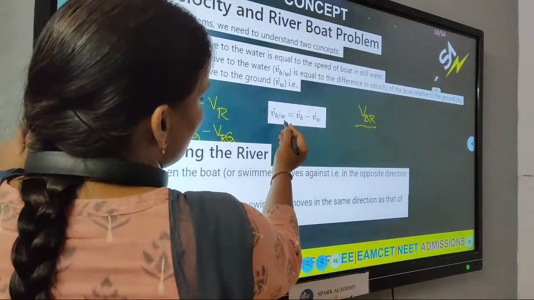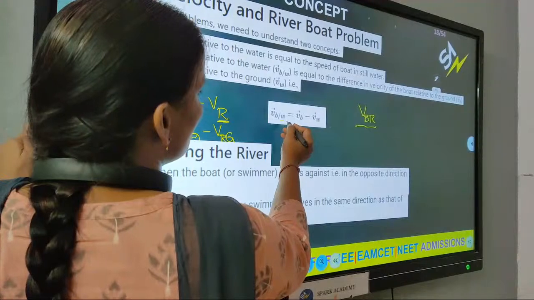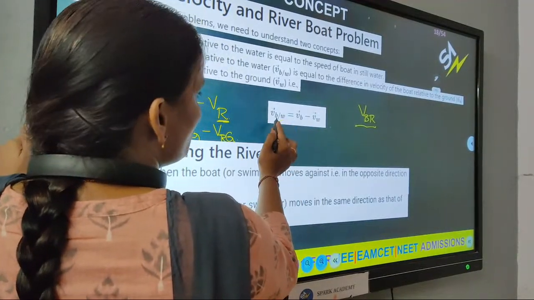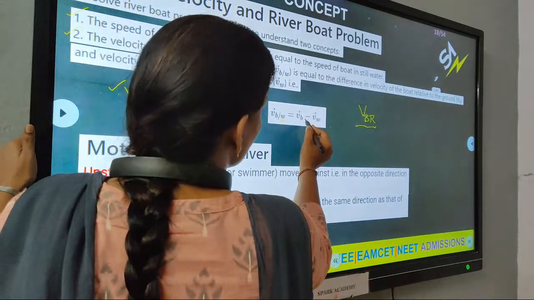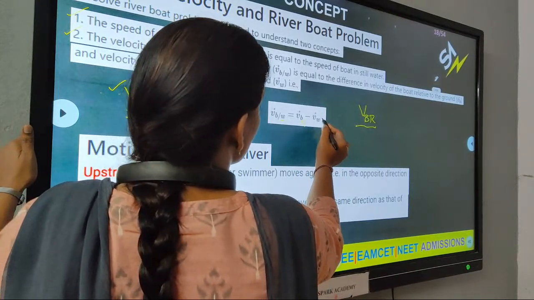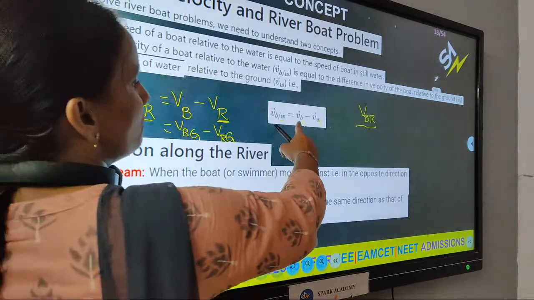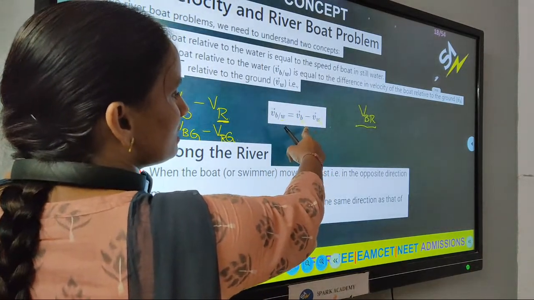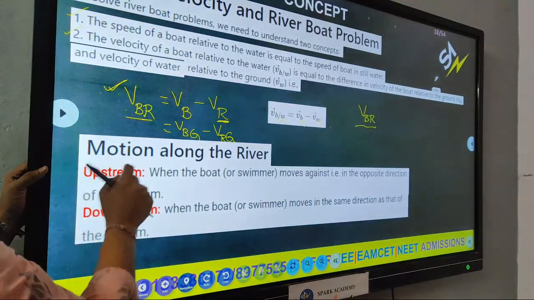So here I have given the formula with water, instead of river flow. So the velocity of the boat with respect to water means the velocity of the boat with respect to ground minus the velocity of water with respect to ground. Means any speed or velocity that is not given with a reference frame, we need to imagine that value is with respect to the ground. So these two points we need to keep in mind.